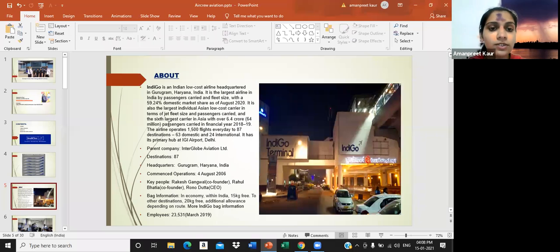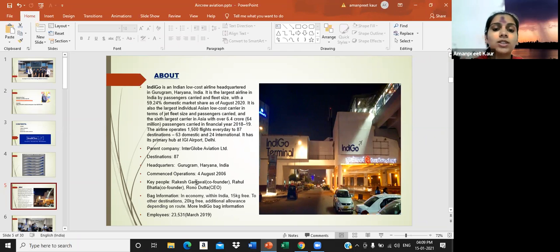It is the sixth largest carrier in Asia with over 6.5 crore passengers carried in the financial year 2018-19. It has its primary hub at IGI Airport, Delhi. The parent company is InterGlobal Aviation Limited, and it covers around 87 destinations. About the headquarters, I've already told that it is in Gurugram, Haryana, India. It commenced its operations on 4 August 2006, and its key people are Rakesh Gangwal and Rahul Bhatia, who is the co-founder, and Rono Dutta is the CEO.